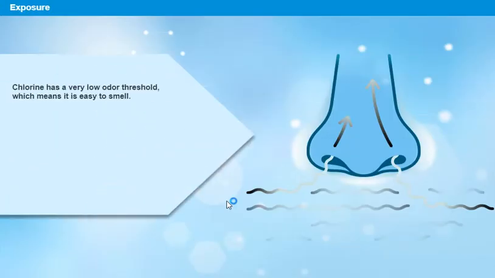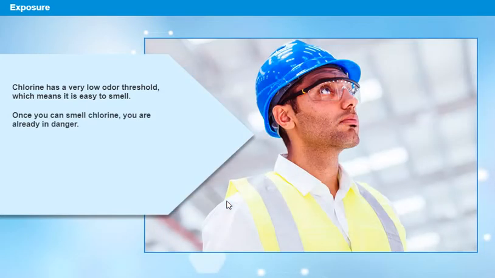Chlorine has a very low odor threshold, which means that you are very likely to detect its presence because it is easy to smell. Once you can smell chlorine, you are already in danger. The low odor threshold indicates that the concentration that should never be exceeded and the concentrations that are immediately dangerous to life and health are all minuscule amounts, 10 parts per million or less.